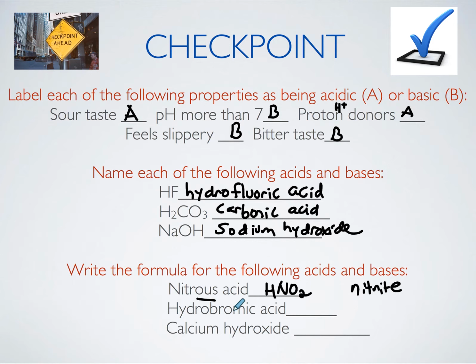Hydrobromic acid. The fact that there is a hydro here means that this is bonded to a regular bromine, not bromate or any other polyatomic ion. So you have H plus 1, Br minus 1, they cancel out.